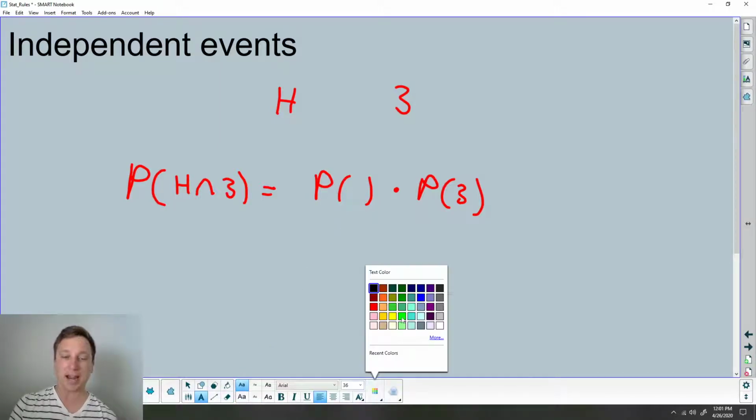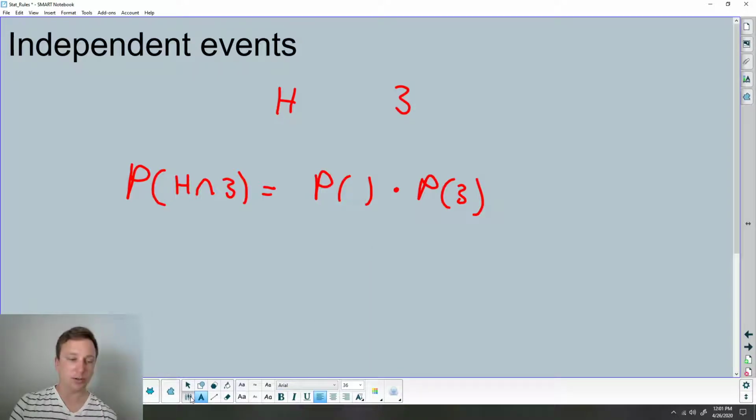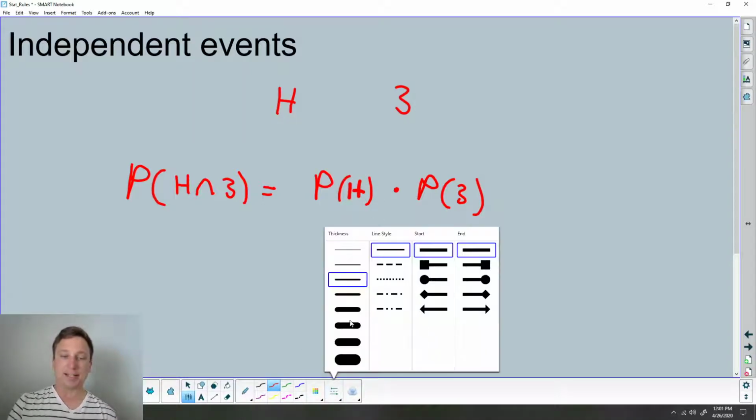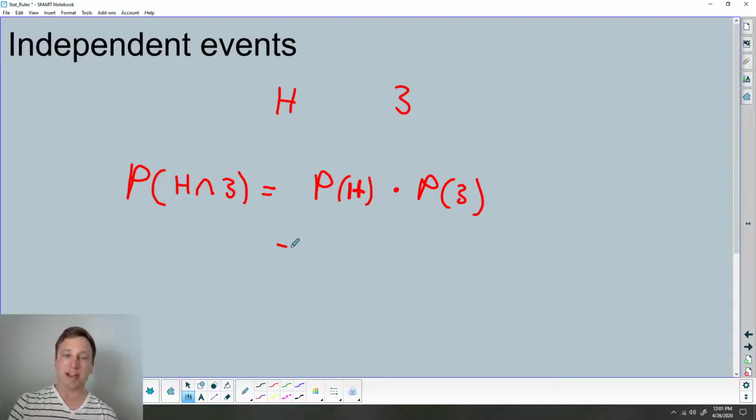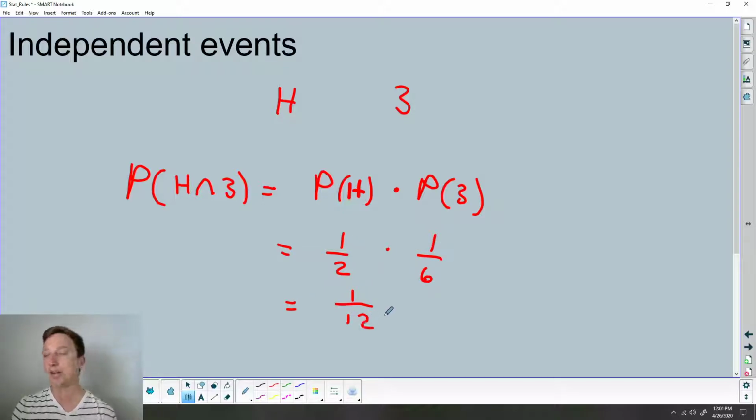Normally we say A and B if two events are independent. So this would be probability of heads. And I know the probability of heads is a 1 in 2 chance. I know the probability of 3 is a 1 in 6 chance. And multiplying 1 by 1, 2 by 6, I get 1 in 12.